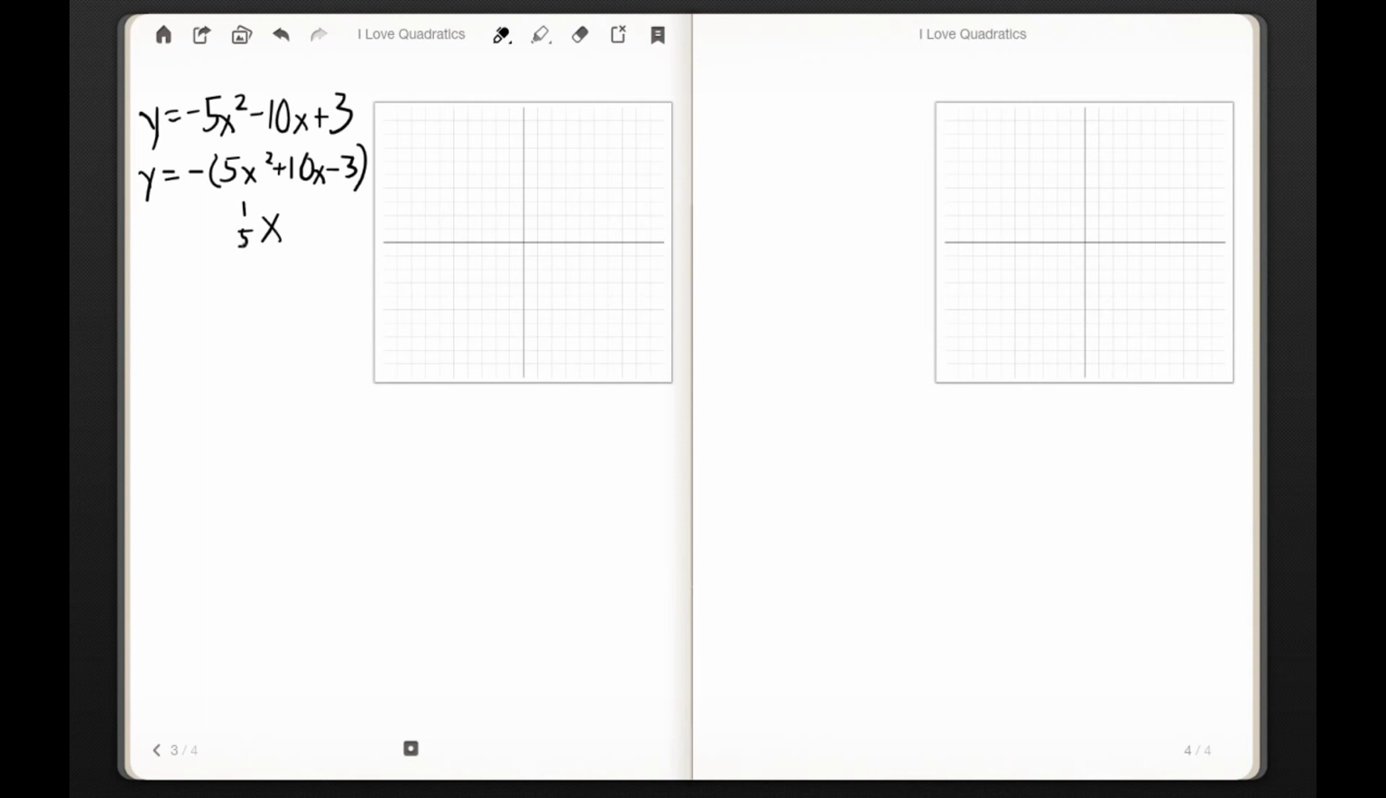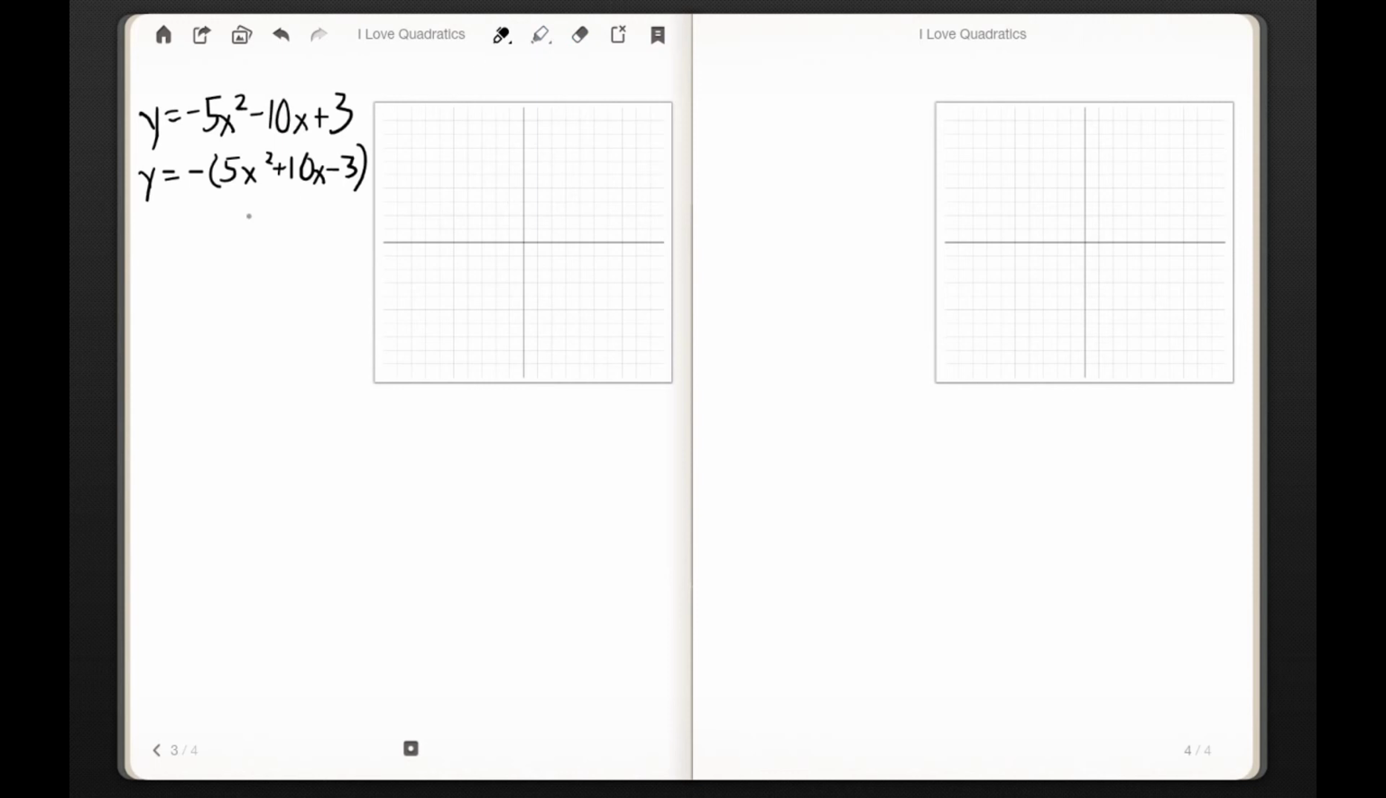So the only factors of 5 are 1 and 5. For negative 3, we could have 1 and negative 3. This would be 2, so that wouldn't work. This would be negative 2. That's not going to work. I don't remember what we've already tried, but we're not going to get to 10. No matter what we do, we're not going to get to 10. This is another one that is unfactorable.